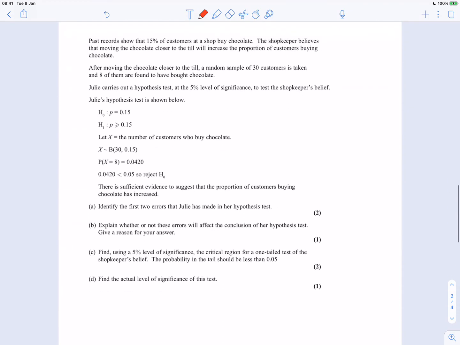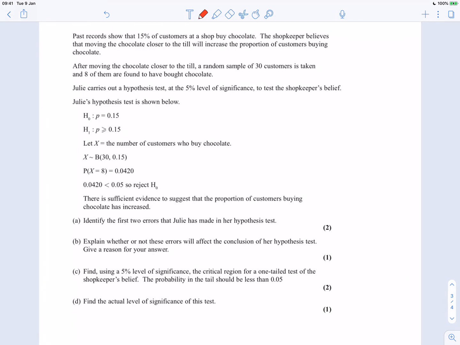Okay. So, past records show that 15... Well, actually, pause the video, give it a go yourself. Okay. Past records show that 15% of customers at a shop buy chocolate. The shopkeeper believes that moving the chocolate closer to the till will increase the proportion of customers buying chocolate.